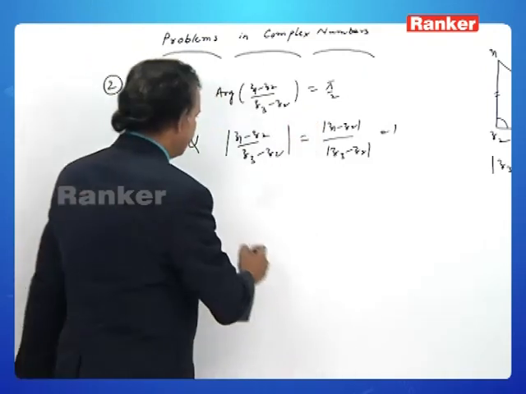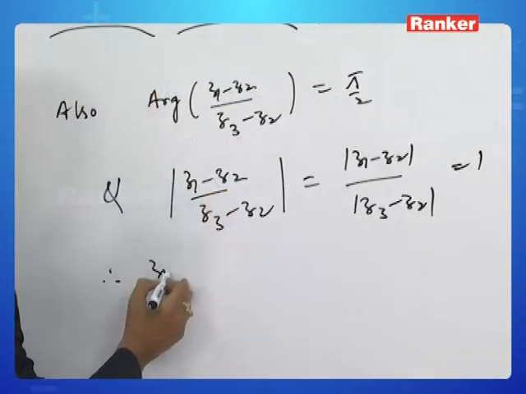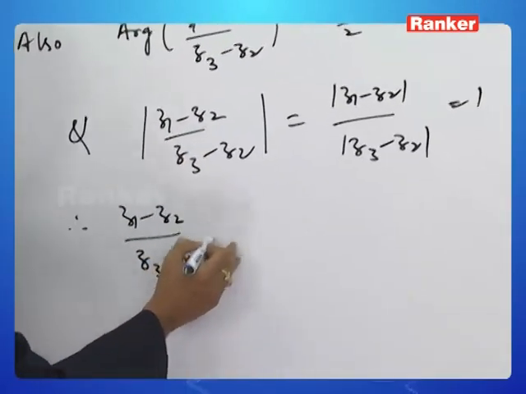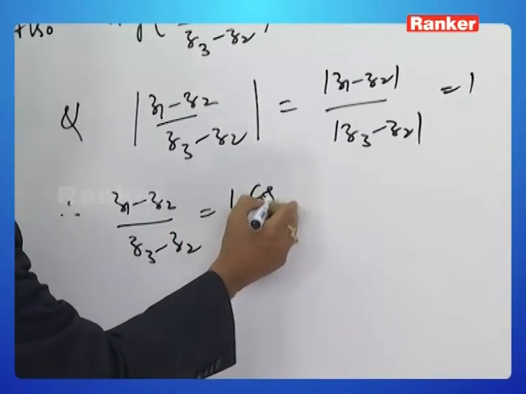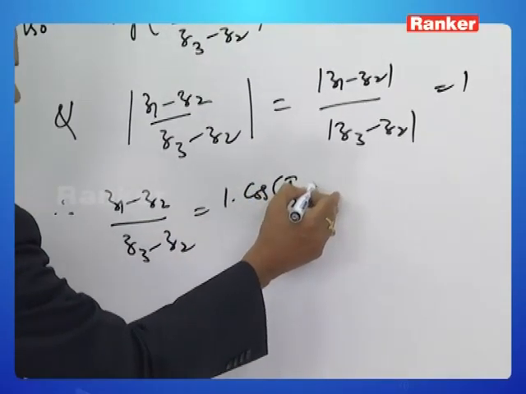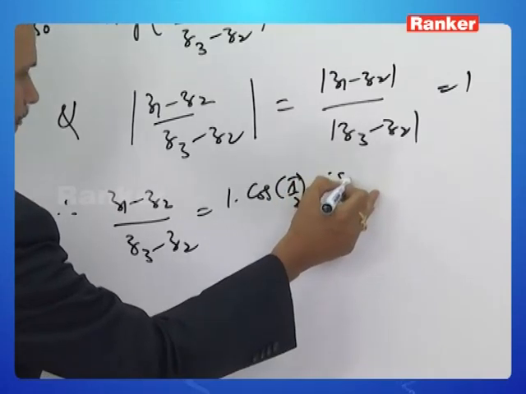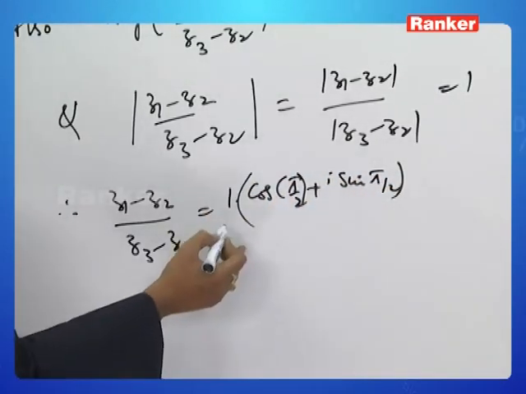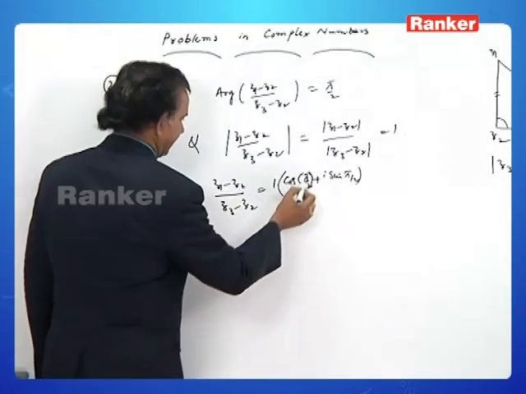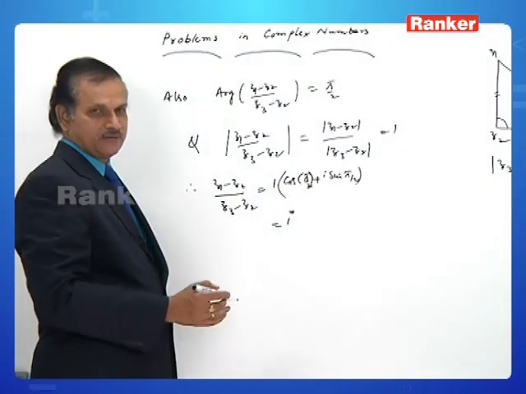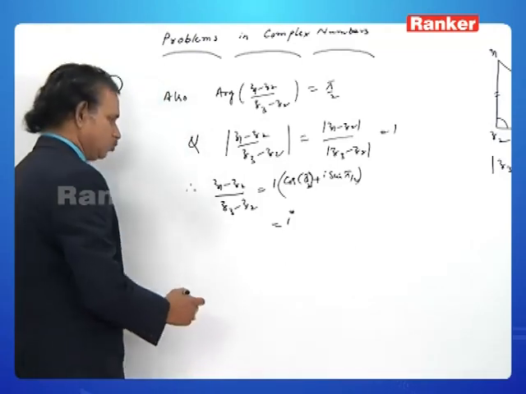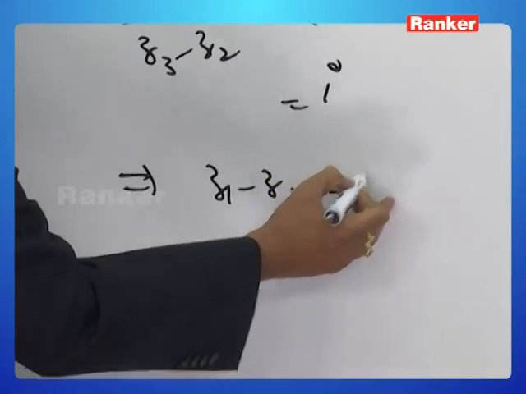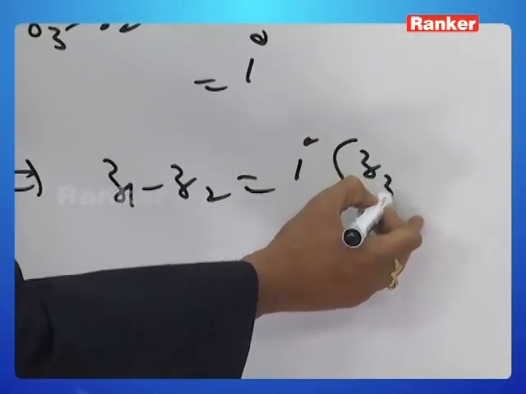Therefore, what can you write? Therefore, Z1 minus Z2 by Z3 minus Z2 is equal to 1 into cos pi by 2 plus I sin pi by 2. This is nothing but I. Cos pi by 2 is 0 and I sin pi by 2 is I. Sin pi by 2 is 1. Implies, what can you have? Z1 minus Z2 is equal to I into Z3 minus Z2.